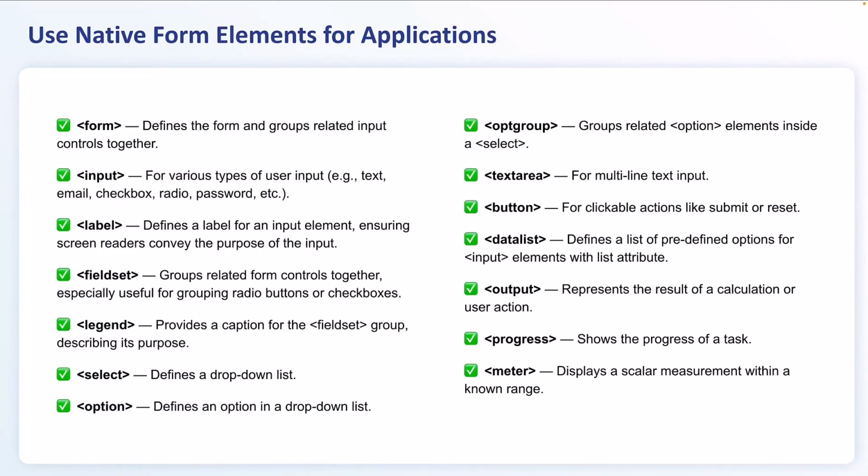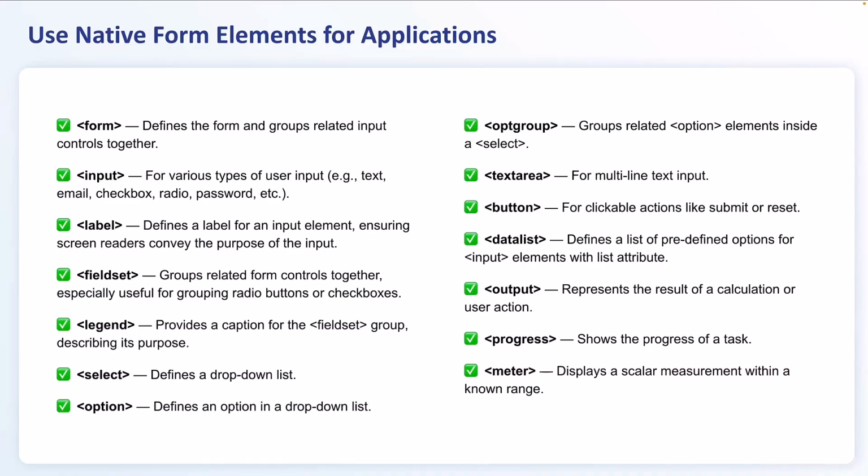The good news is that most county web applications already use native HTML5 form elements such as form, input, label, fieldset, legend, select, and option. These elements are designed with accessibility support built in, so using them correctly provides a solid foundation. The challenge comes when forms are built with custom code, using div or span elements along with JavaScript and CSS to mimic buttons, sliders, or other controls.